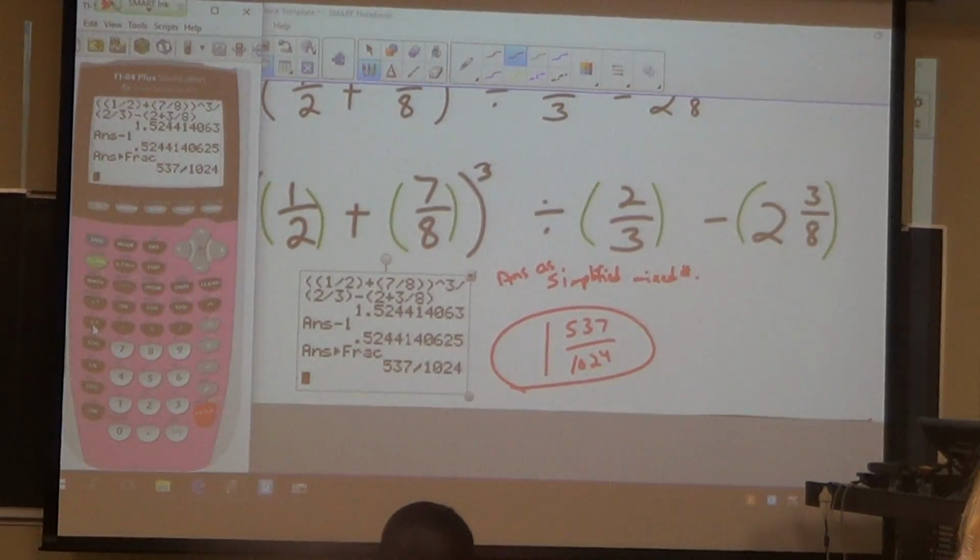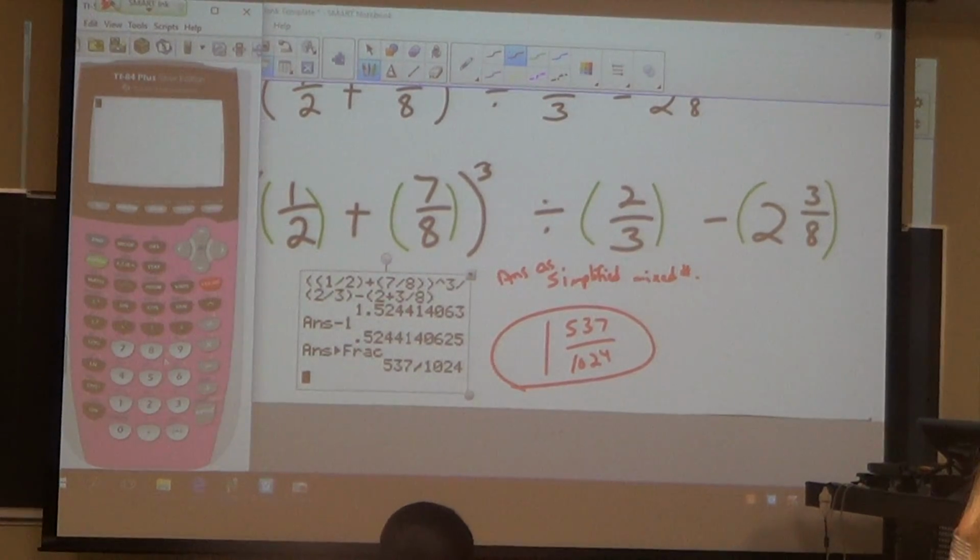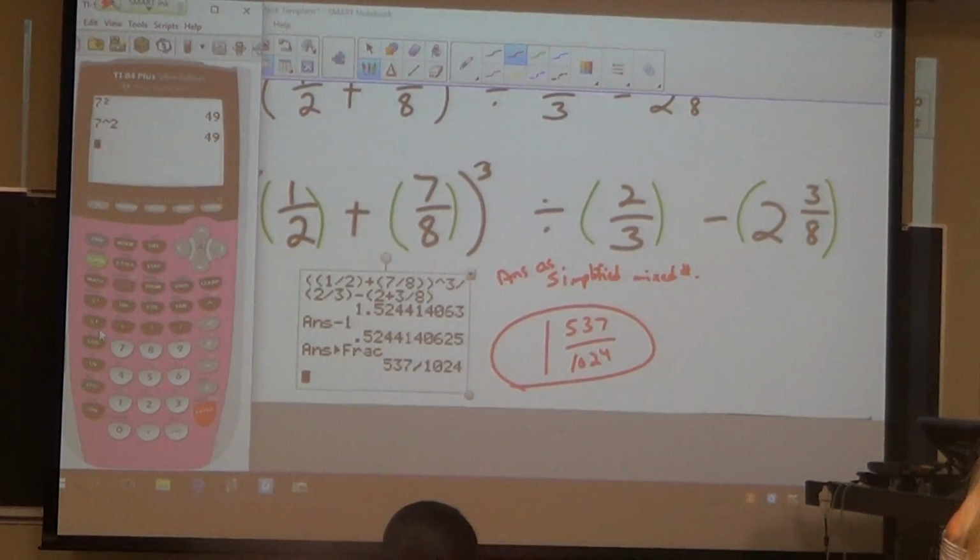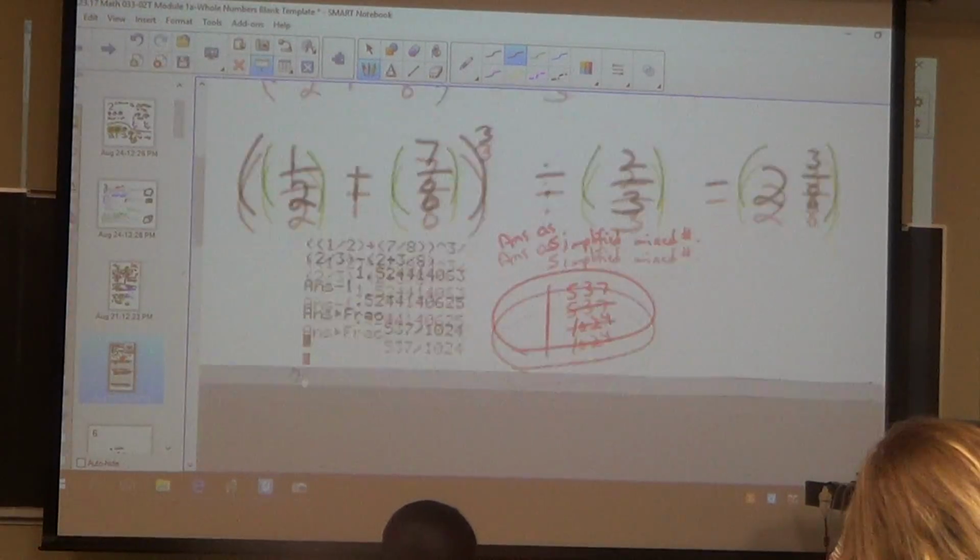So, just to show you that they're the same thing, if I do 7 to the second versus 7 to the second, we just square so many things in math that we created a shortcut button that does nothing but to the second. We cool? Right.